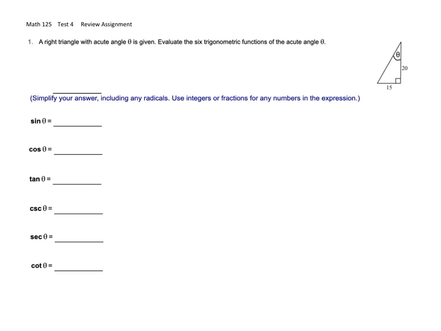Okay, so if you remember, we have this memory peg. Sorry, that's an H. SOHCAHTOA. It's just a way to remember. That means the sine represents opposite over hypotenuse of a triangle. Cosine is adjacent over hypotenuse. Tangent is opposite over adjacent.